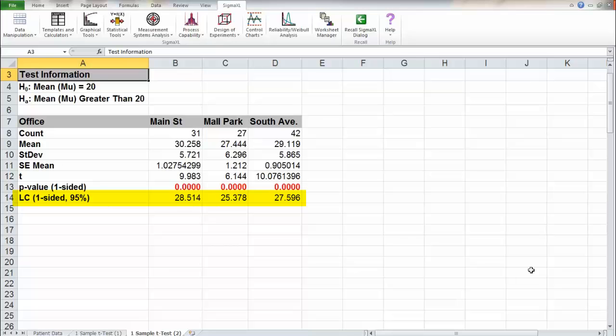That same mu, population wait time for Mall Park patients, would be 25.3 minutes, and for South Avenue, you're waiting at least 27.5 minutes on average. Hopefully your answers match that, so let's go back to the course.